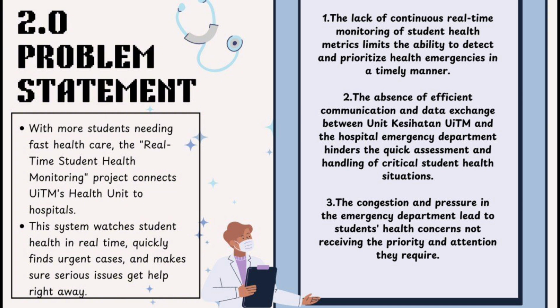First problem is the lack of continuous real-time monitoring of student health metrics, which limits the ability to detect and prioritize health emergency in a timely manner. The second problem is the absence of efficient communication and data exchange between Unit Kesihatan UITM and the hospital emergency department that hinders the quick assessment and handling of critical student health situation. The third problem that we want to highlight is the congestion and pressure in the emergency department lead to students' health concerns not receiving the priority and attention they require.